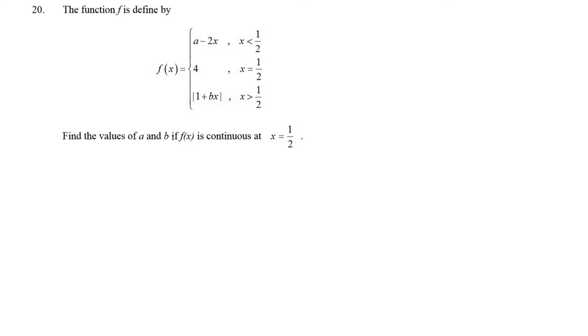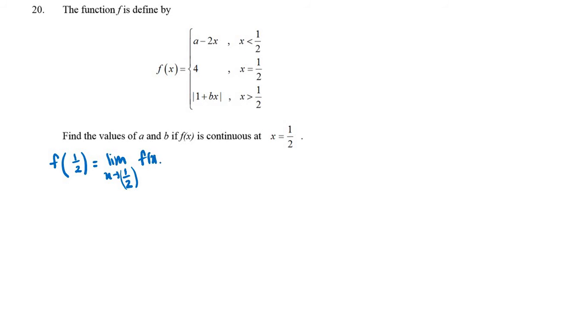Now you want to find the values of a and b, and it already tells us that f(x) is continuous at x equals 1 over 2. Okay, so it is continuous there, meaning it satisfies the three conditions. So we can write down f(x), or f of 1 over 2. f of 1 over 2 is equal to the limit of x approaching 1 over 2, from the left or right, it doesn't matter. Just write down like this first.